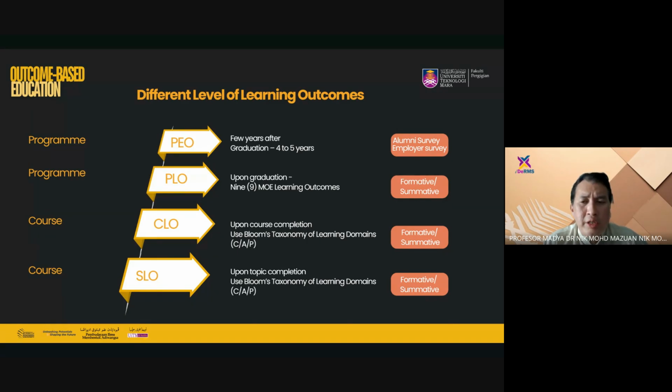And then for the employer survey, how to measure the PEO: have our students achieved what we put in the PEO as an employee? One of the UiTM intentions is for our students not to be an employee, but to be an employer instead. That's why we have a very strong entrepreneurship program in our university. We encourage them to be an employer instead of an employee. So we can have the employee survey, but at the same time we can have a better survey to measure them as an employer as well.